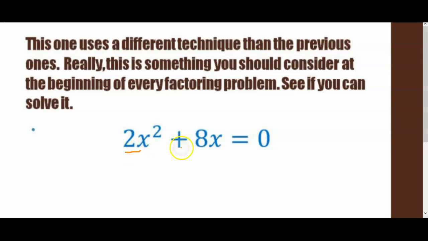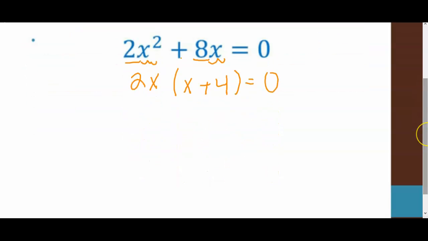So 2 and 8 both divide by 2. X squared and x both have an x in common. So the GCF of 2x squared plus 8x is 2x, leaving behind x plus 4. So if you have two terms and the C term is non-existent, you are looking for a GCF. Same rules apply. This is my A, this is my B.